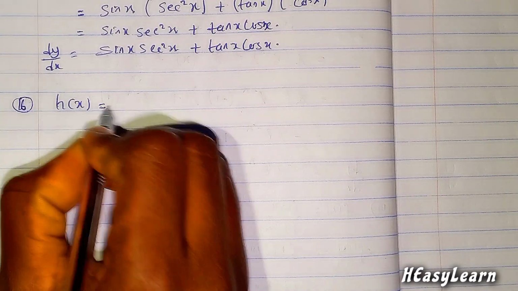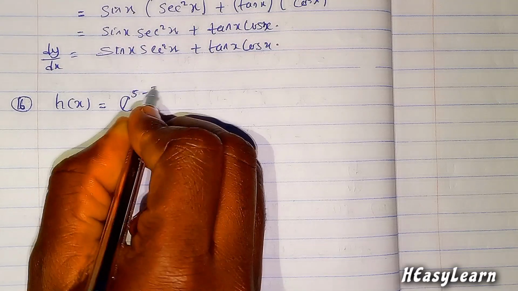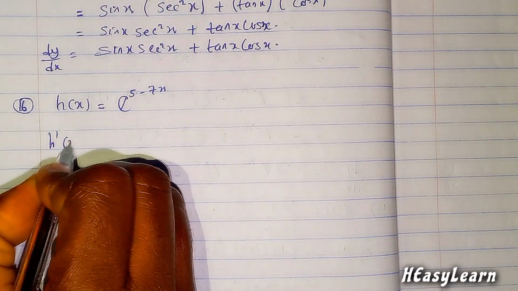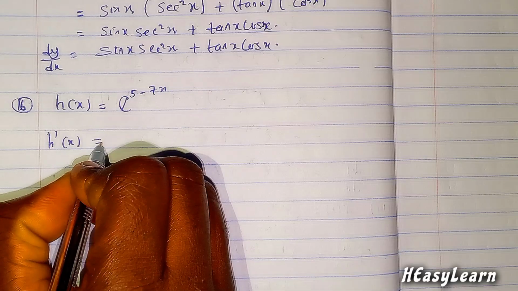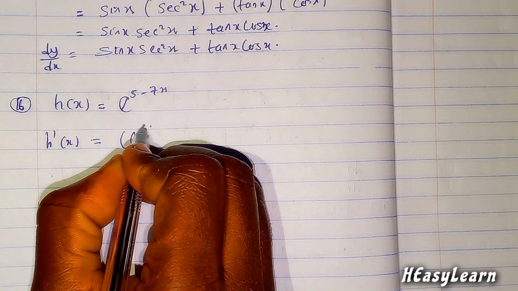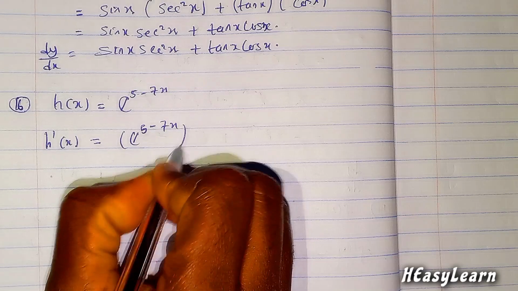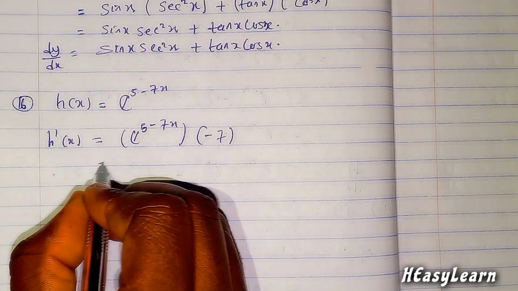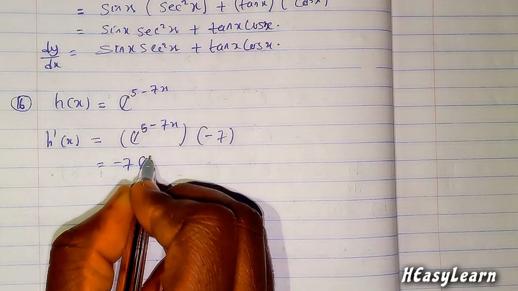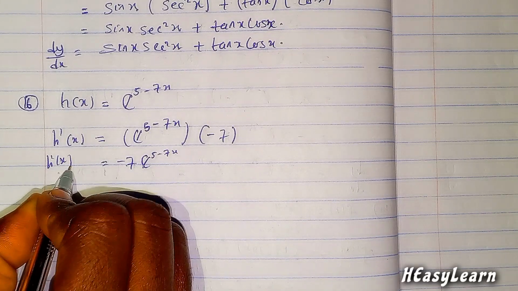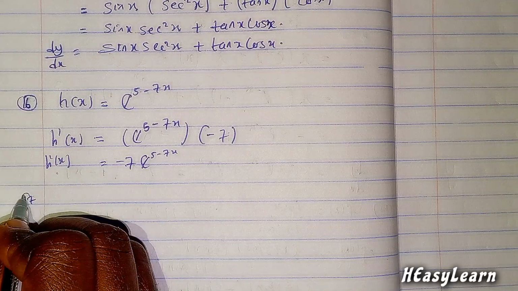Let h of x equal exponential 5 minus 7x. What is this function? This function is an exponential function. To differentiate an exponential function, keep the function, multiply by the derivative of the power. This is equal to minus 7 exponential 5 minus 7x. This is the differential of the function.